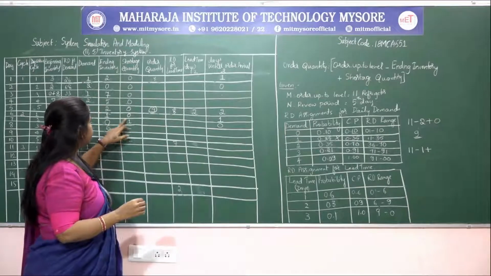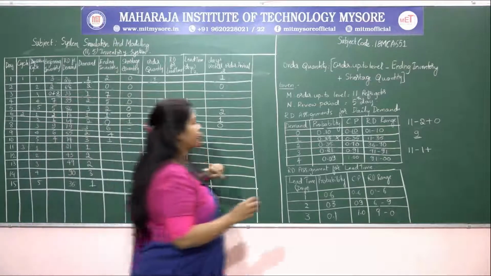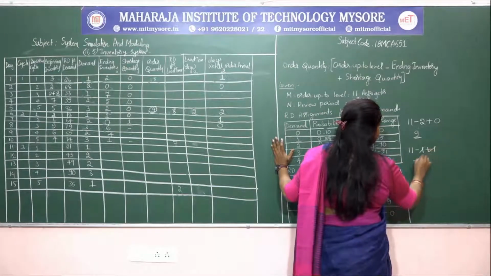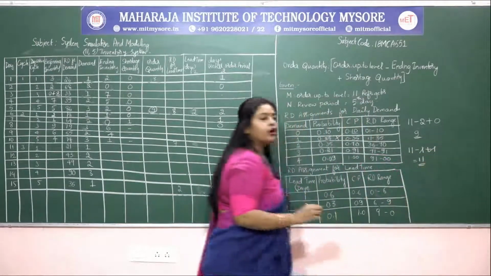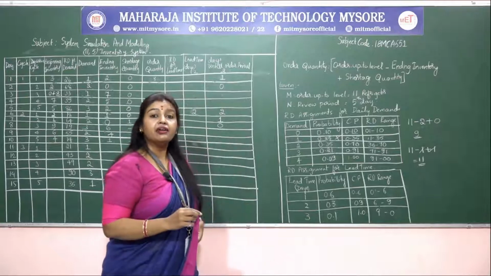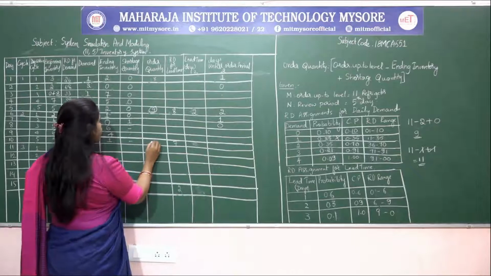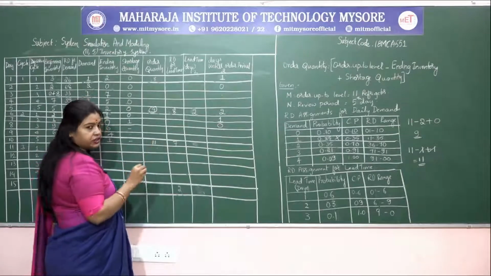In this cycle we have only one shortage quantity, that is 1. Therefore, plus 1 minus 1 get cancelled. We are going to order how many refrigerators? 11 refrigerators. So now we are going to place an order of 11 refrigerators.